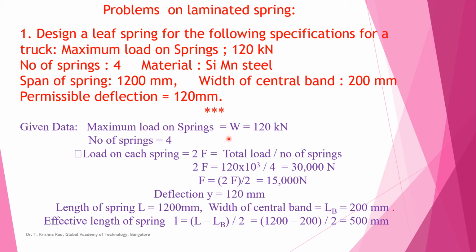So what we should do first is, the total load given on 4 springs, we have to convert into load on each spring. Load on each spring is the total load divided by the number of springs, which is 4. And this central load is always called 2F, not F. 2F is the load on each spring, 30,000. So F is half of that. Then deflection Y is given as 120 mm. Length of spring is 1200 mm. Width of band is unwanted length, 200. So what is the effective length? The effective length is always the total length minus the length of band, divided by 2, 500 mm.